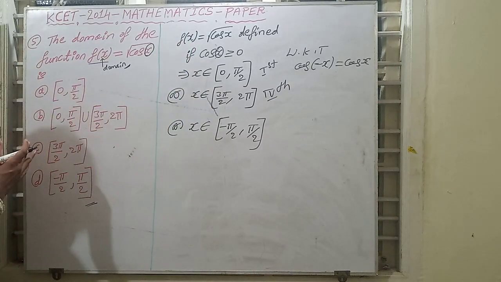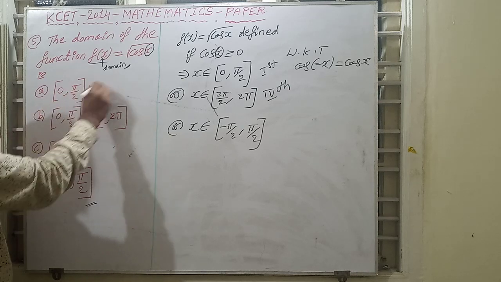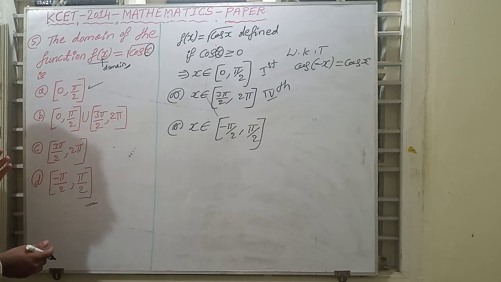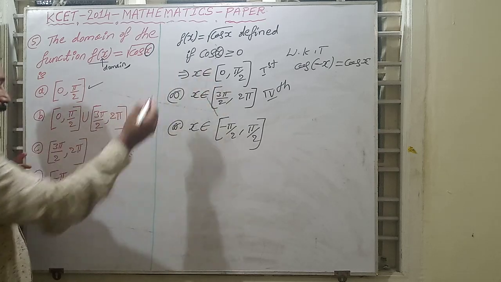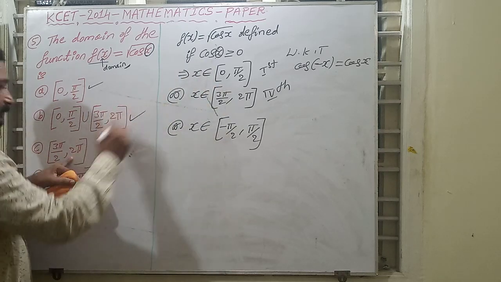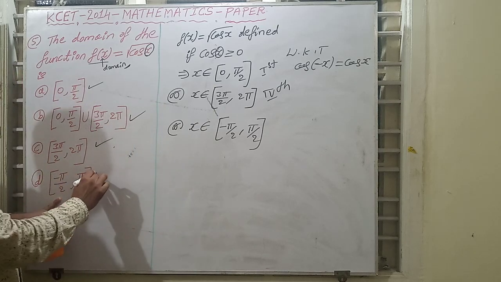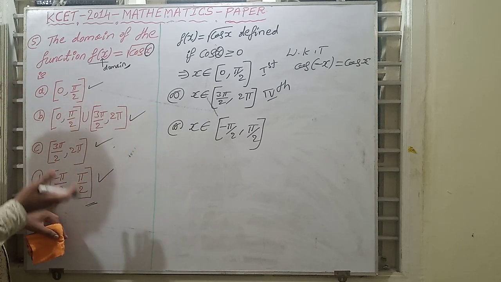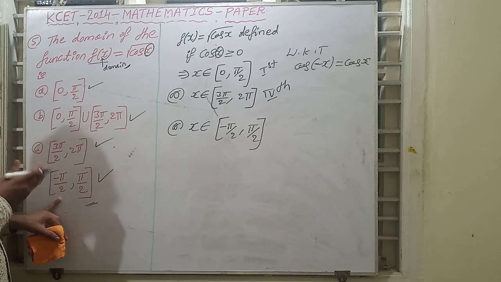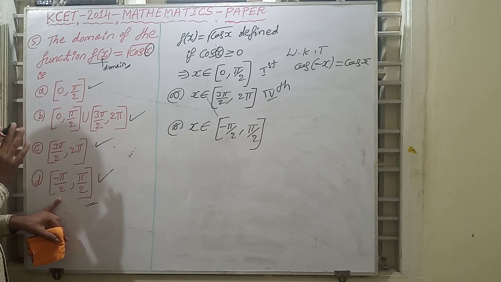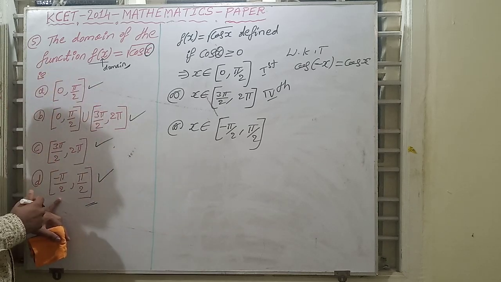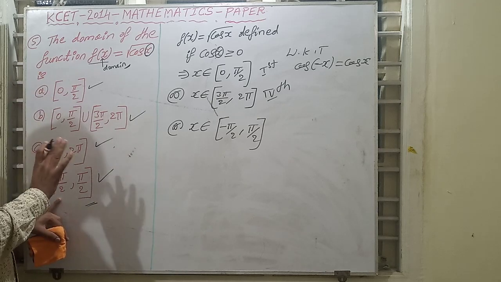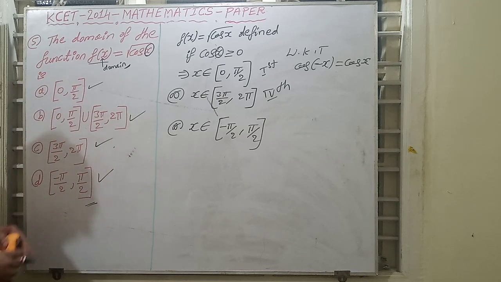See the options: 0 to pi by 2 is correct, the union of 0 to pi by 2 and 3 pi by 2 to 2 pi is correct, and minus pi by 2 to pi by 2 is correct. All options are correct in this problem, so grace marks were awarded here. Since all options are correct, grace marks were given in this paper. So the questions are over 10.